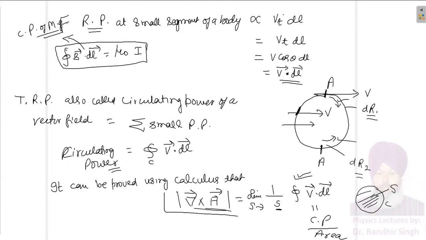Once we have done this proof with the help of your mathematics teachers, you can interpret what the curl signifies, since we know what the right hand side of this equation is. So the magnitude of the curl is always equal to circulating power per unit area. That is the definition, the actual significance of the curl of a vector field.